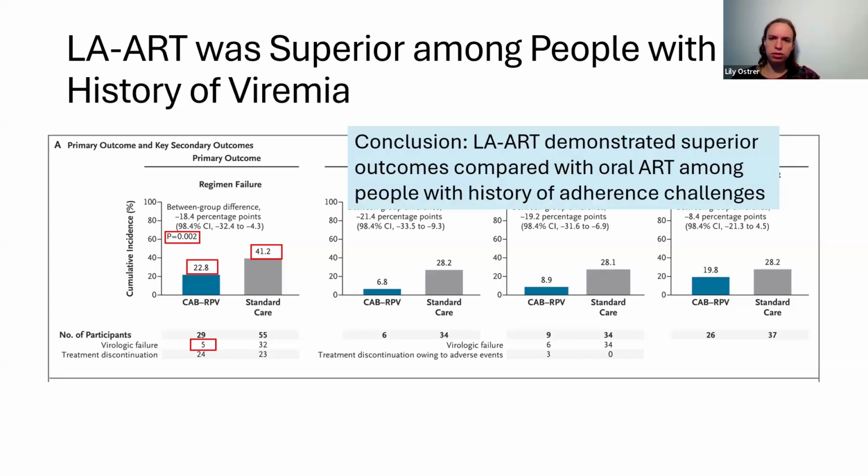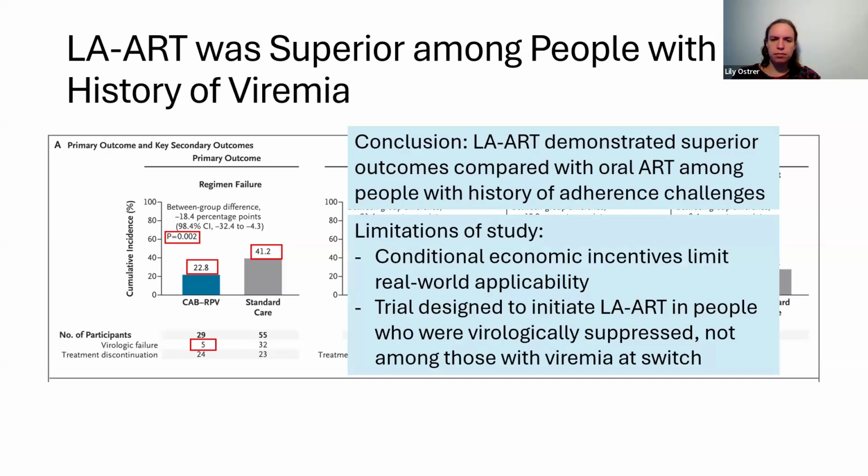So the trial concluded that long-acting ART demonstrated superior outcomes compared with oral ART among people with history of adherence challenges. And some of the limitations of this study were that they used conditional economic incentives, which may limit real-world applicability. And it was also designed to initiate long-acting ART in people who were virally suppressed, and not among those with viremia at the time of switching to long-acting ART.